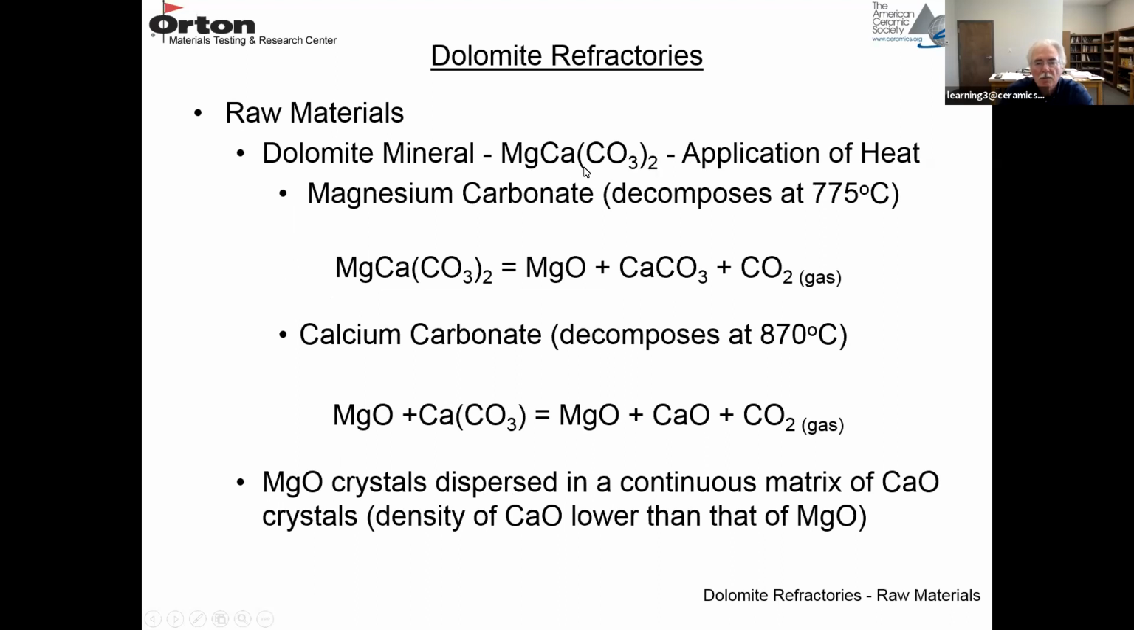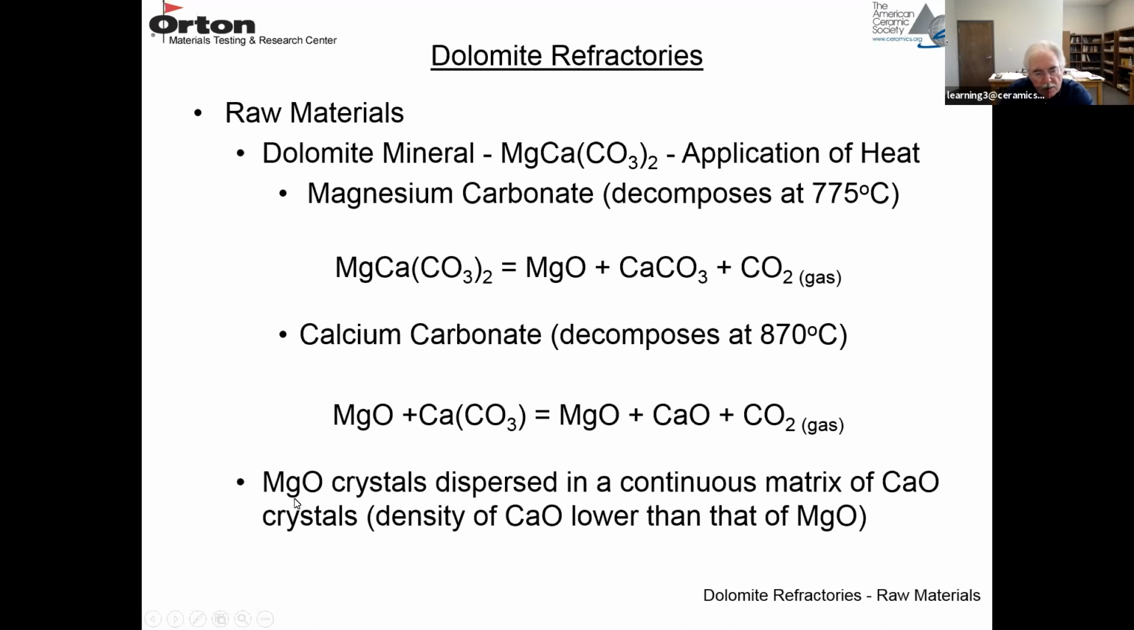So you start out with dolomite, the carbonate version, you apply heat. The magnesium carbonate decomposes first, at 775 degrees C. So when this dolomite decomposes, you now have MgO plus your calcium carbonate plus CO2 gas that comes off. And then you take it to a higher temperature, 1870 degrees C, and then the calcium carbonate decomposes. So now MgO plus calcium carbonate equals MgO plus CaO plus CO2.